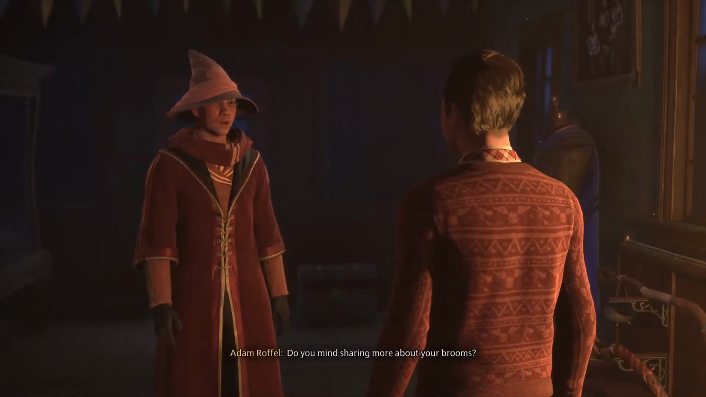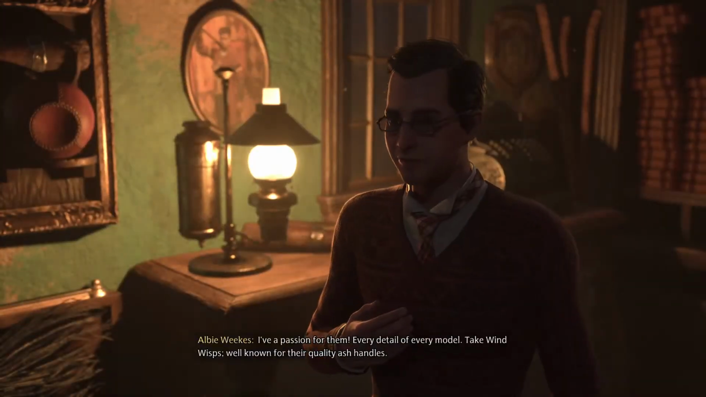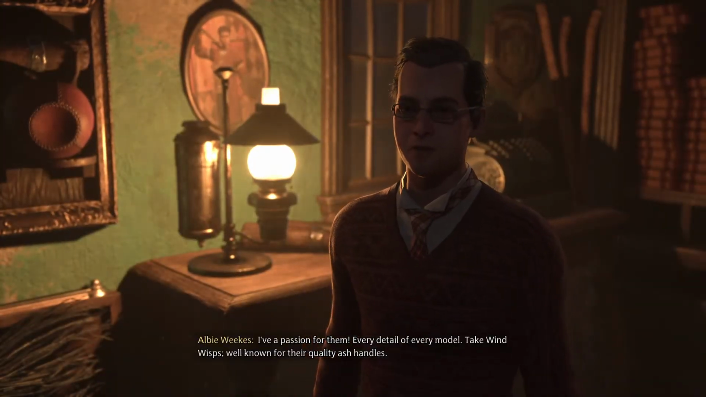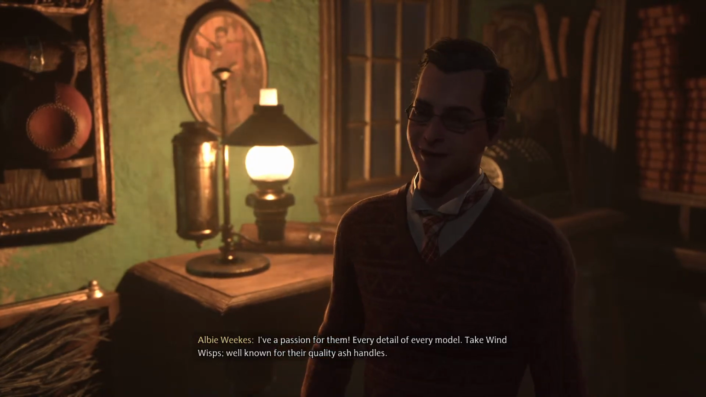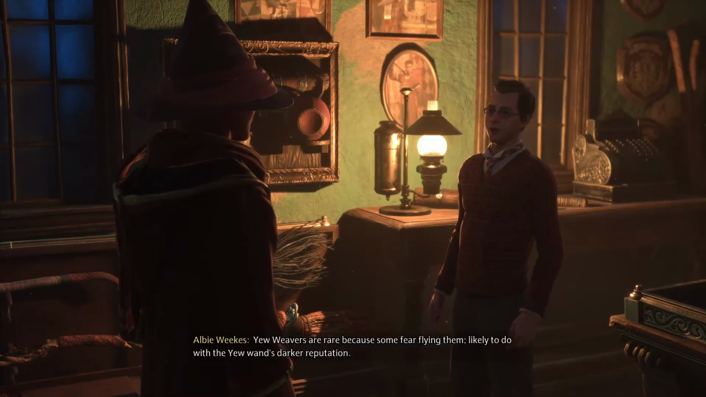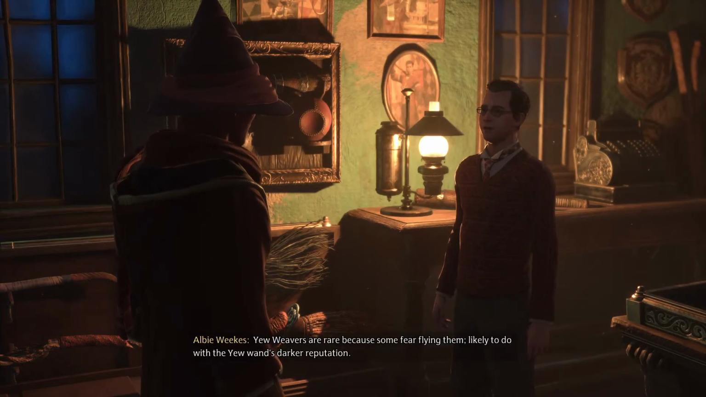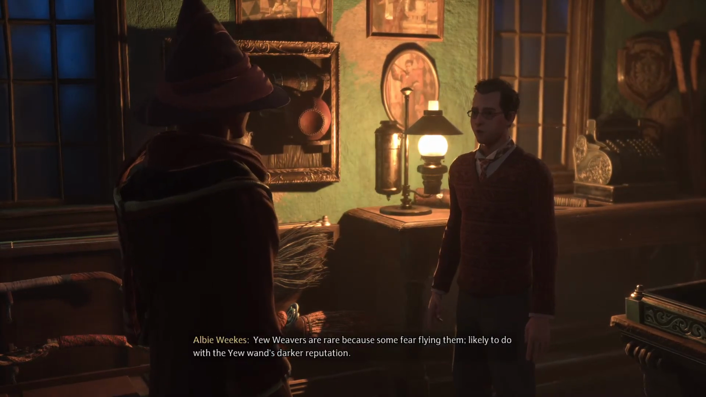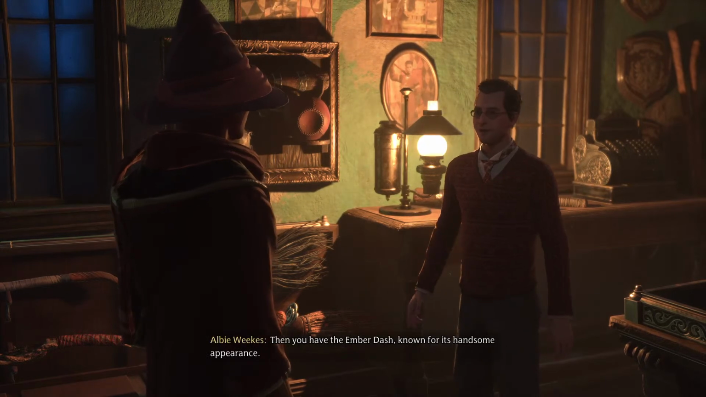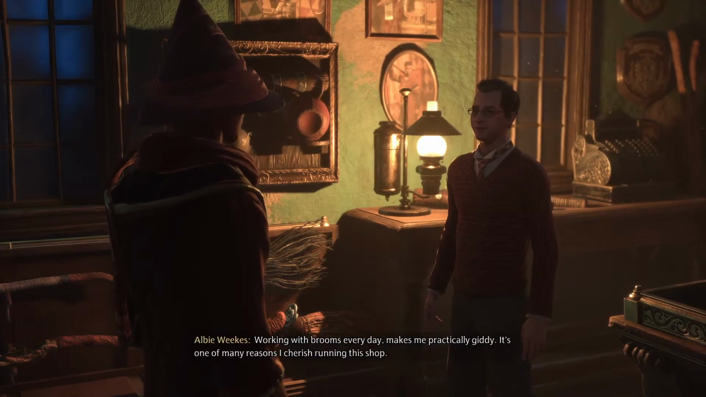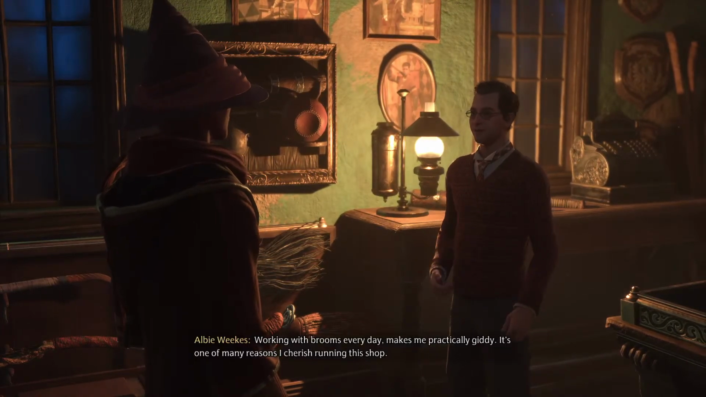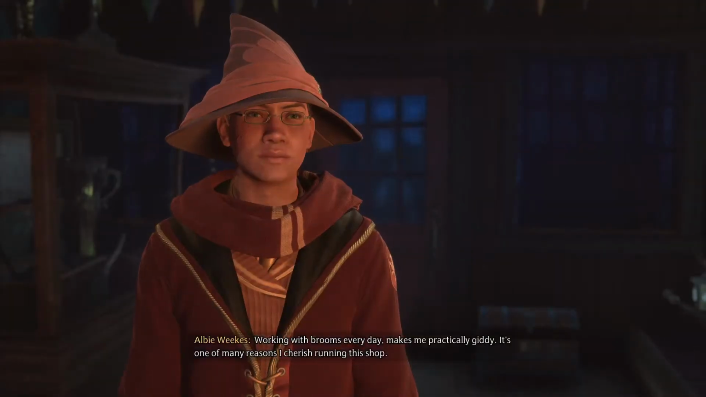If a particular broom takes your fancy, just let me know. Do you mind sharing more about your brooms? I have a passion for them. Every detail of every model. Take Wind-wisps, well known for their quality ash handles. U-weavers are rare because some fear flying them, likely to do with the U-wand's darker reputation. Then you have the Ember Dash, known for its handsome appearance. Working with brooms every day makes me practically giddy. It's one of many reasons I cherish running this shop.